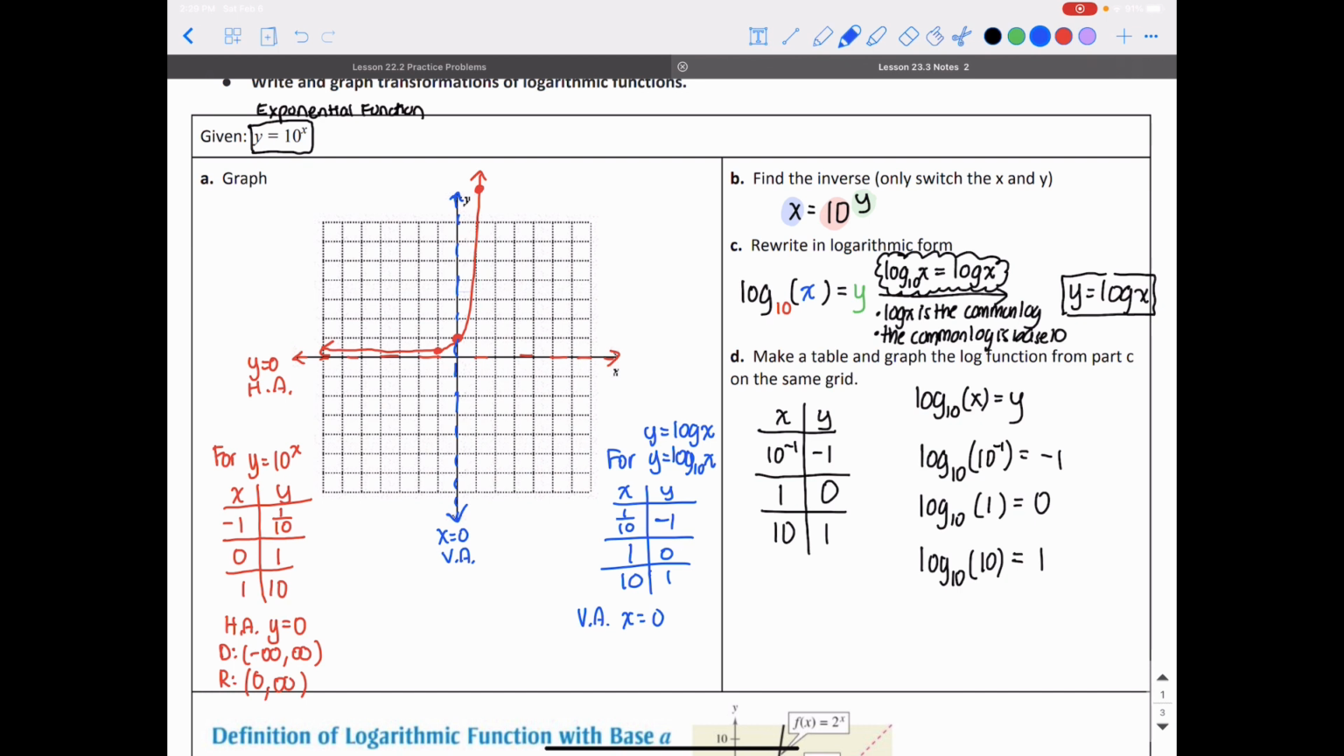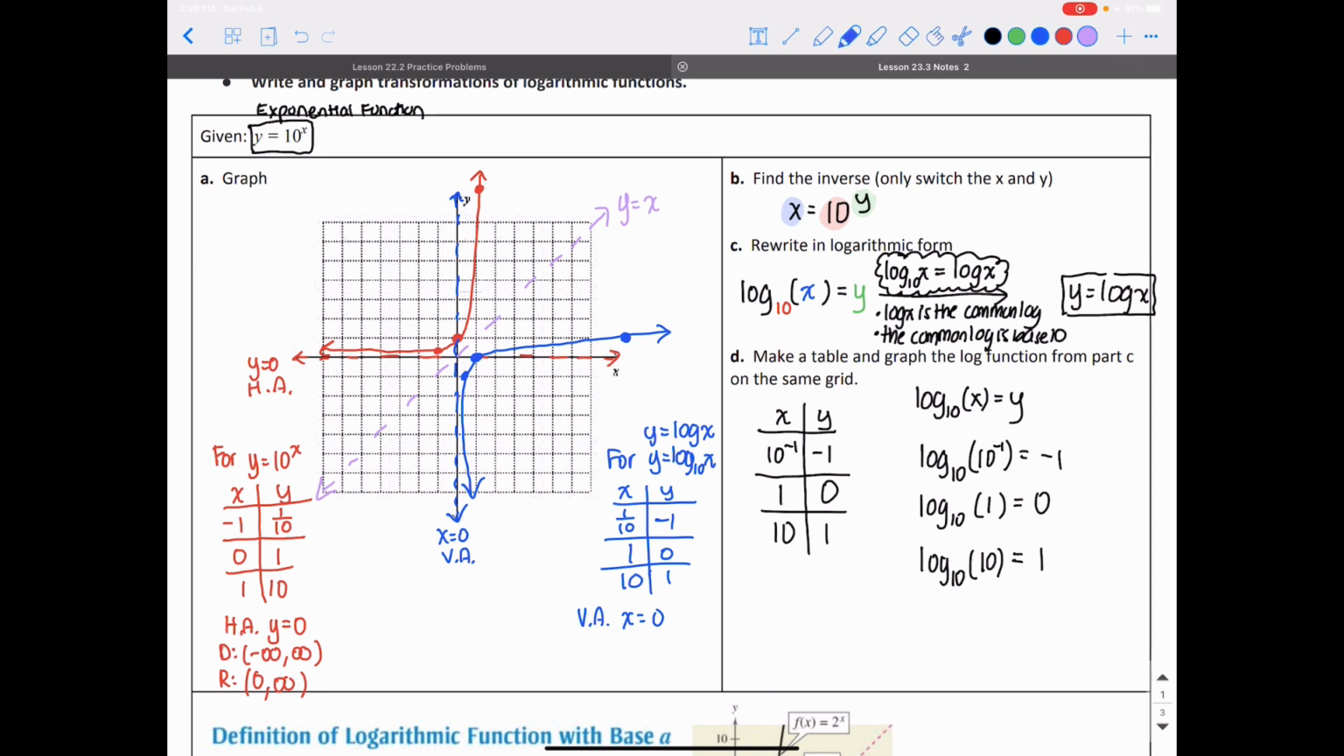And then I'm going to plot these points. So I have 1 over 10 and negative 1. I have 1 and 0. And I have 10 and 1, which is like here somewhere. Then I'm going to connect these and make sure that I don't touch the vertical asymptote. As you can see, these two graphs look like a reflection over the line y is equal to x. So I've graphed them correctly, because that's what inverses are supposed to look like, a reflection over that line.